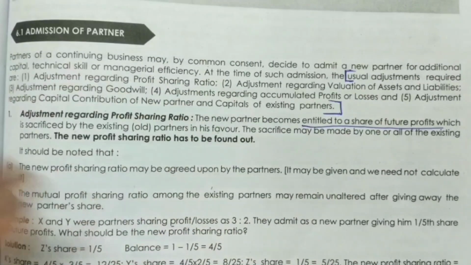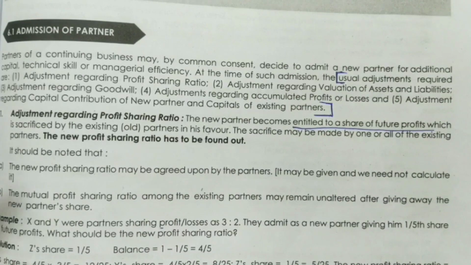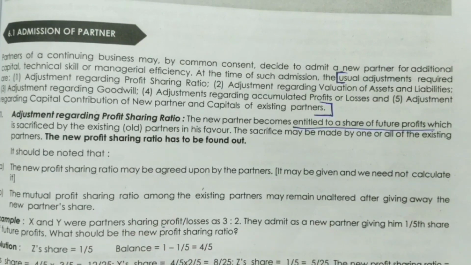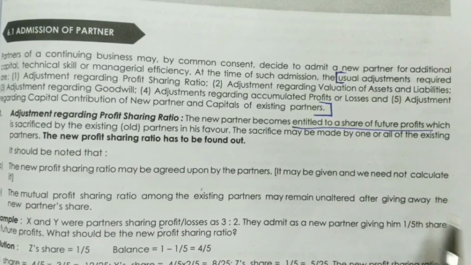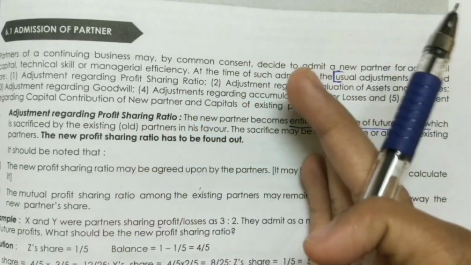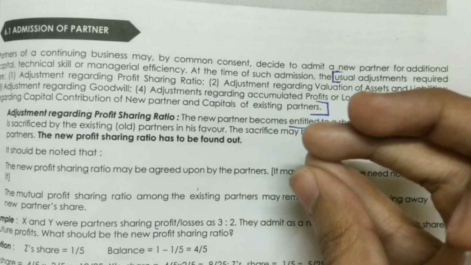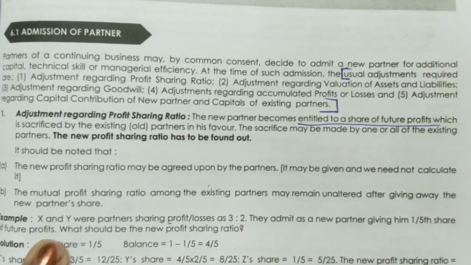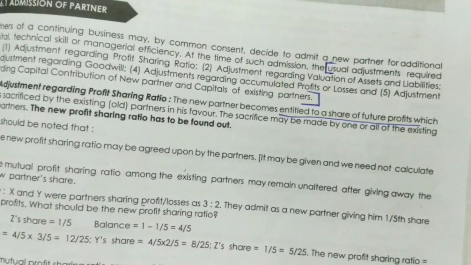That is the ratio between the old partners. The ratio among the old partners may remain constant. There might not be any change in that after giving away the portion of the new partner. It may not be much clear for you now, so let's explain it with the question already given in our study mat. The first example: X and Y were partners sharing profits and losses as 3:2. X and Y are the old partners, or we can also call them existing partners, and their profit sharing ratio is 3:2.